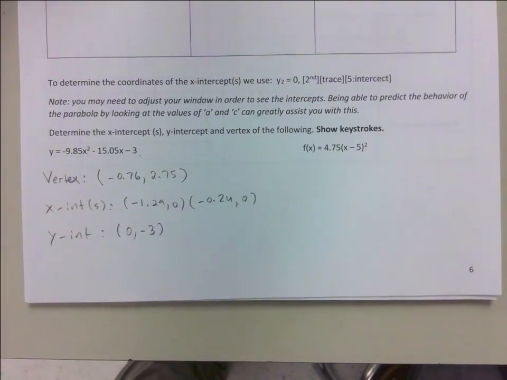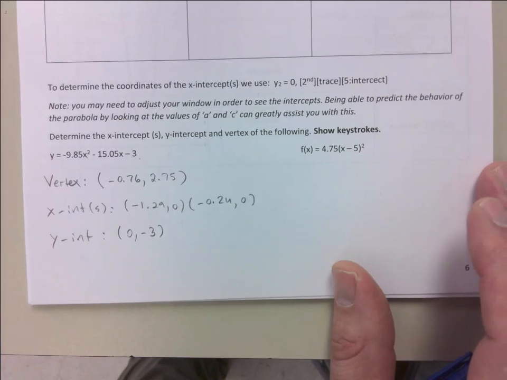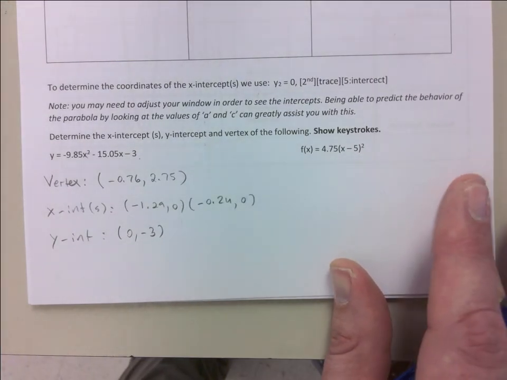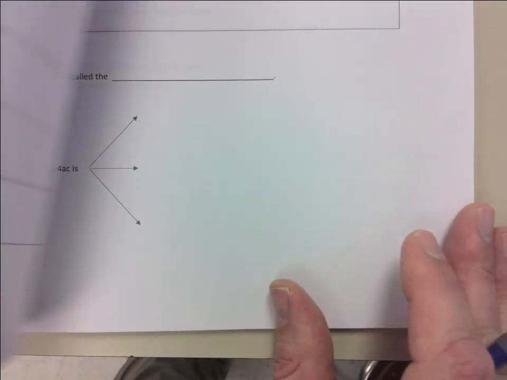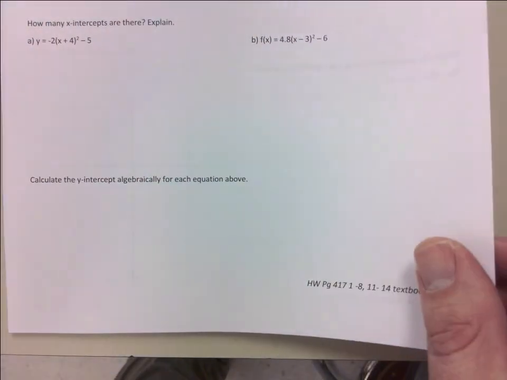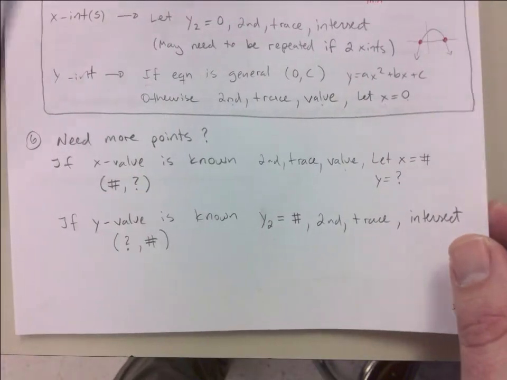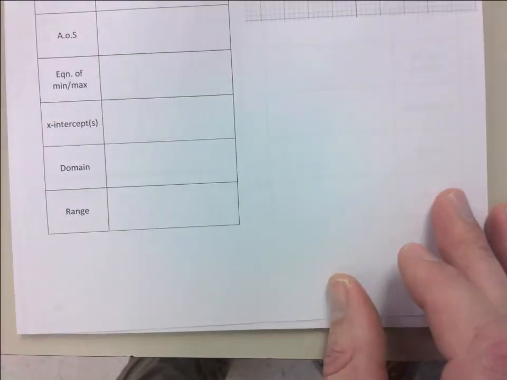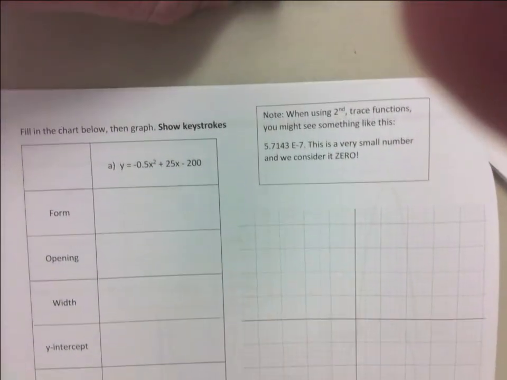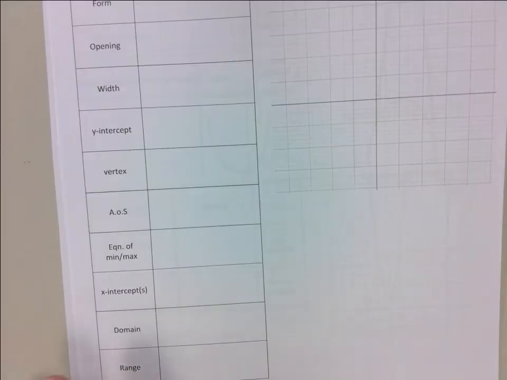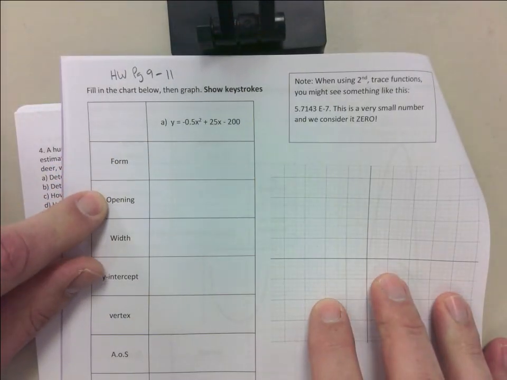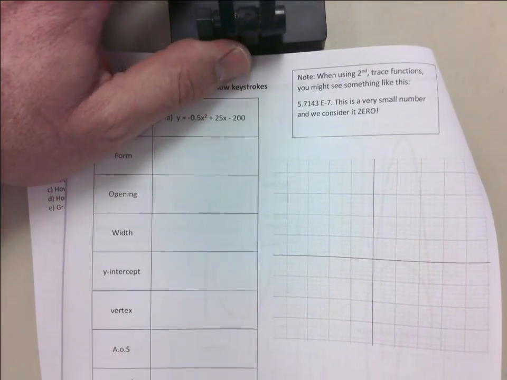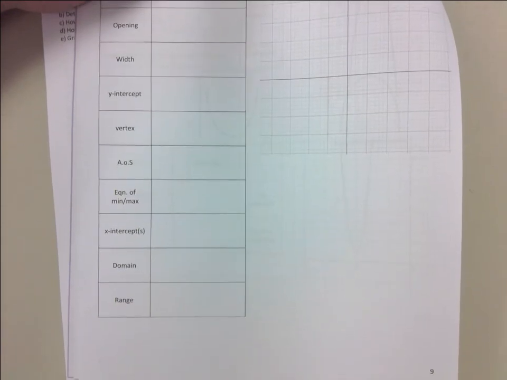So, here's your homework. I want you to try a couple, okay? I need you to go to page 9. That last part. For this part, just try to fill in as much as possible, form, opening, width, y-intercept, and so forth. Domain and range you can leave for now.